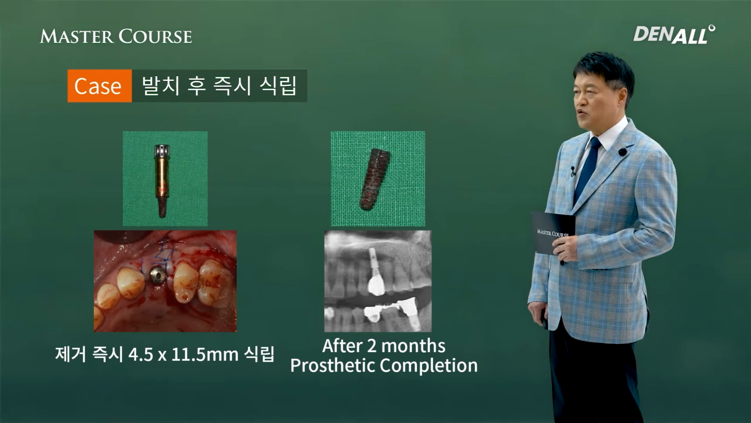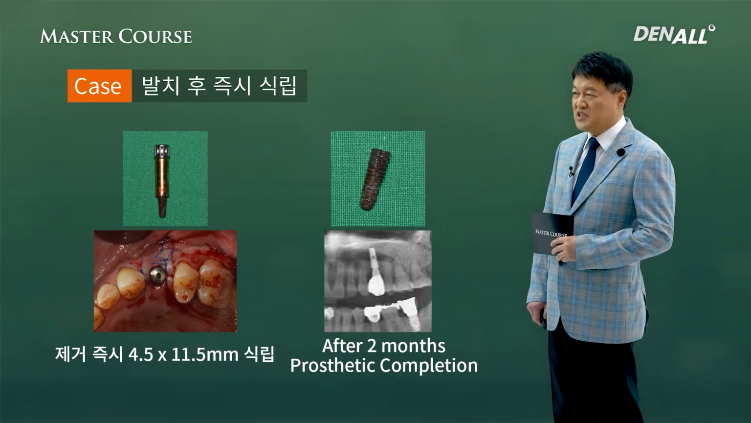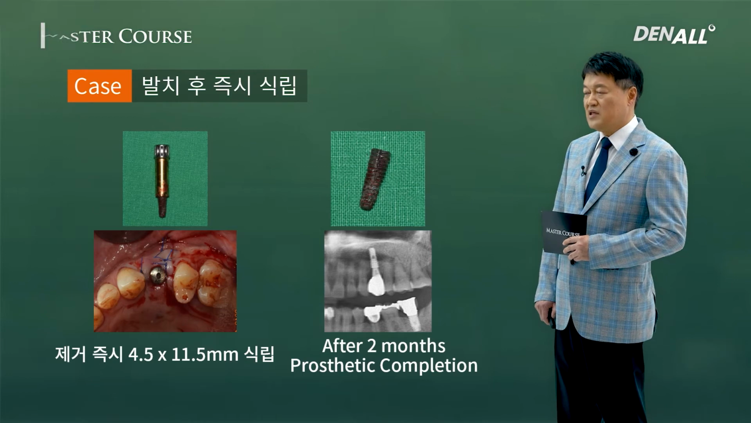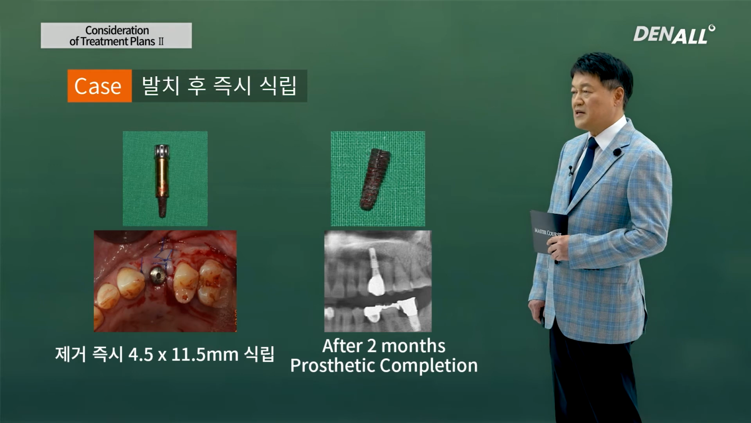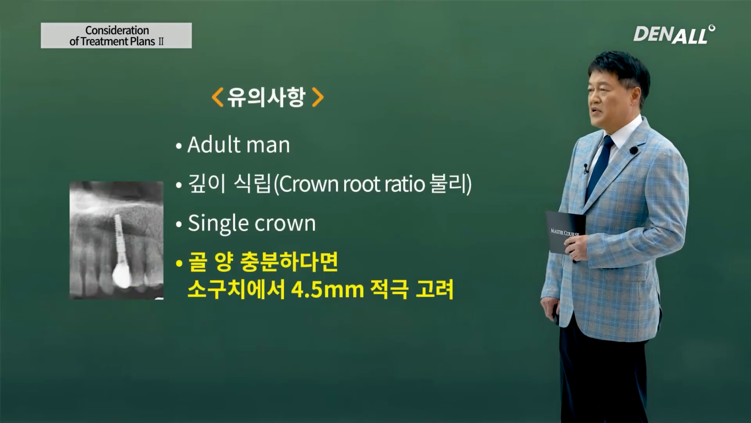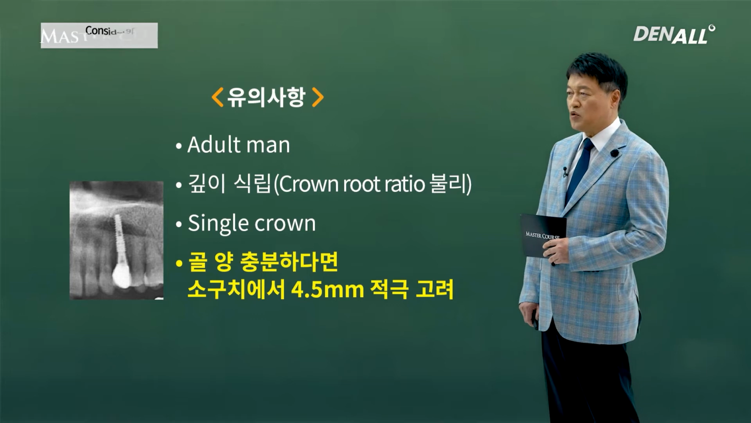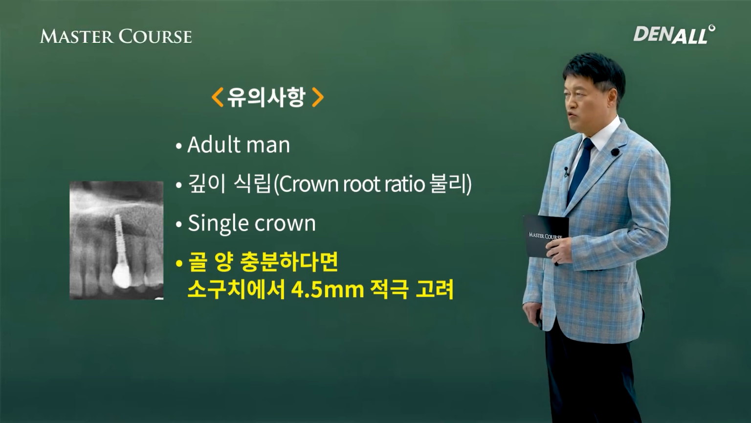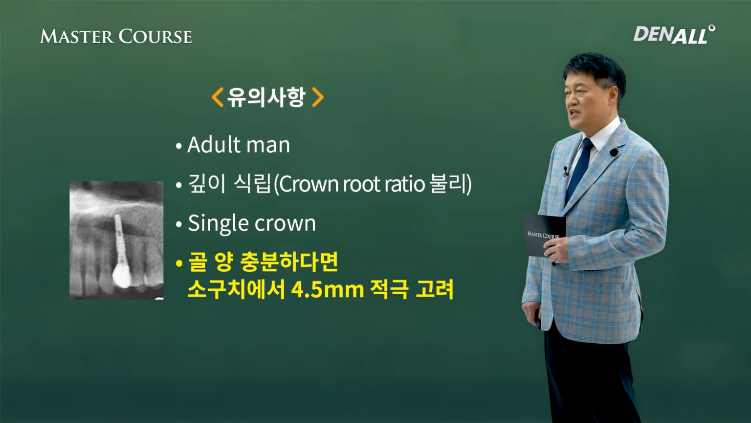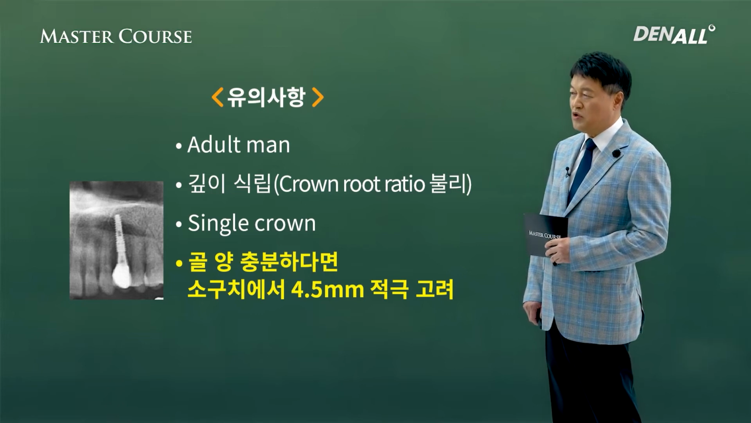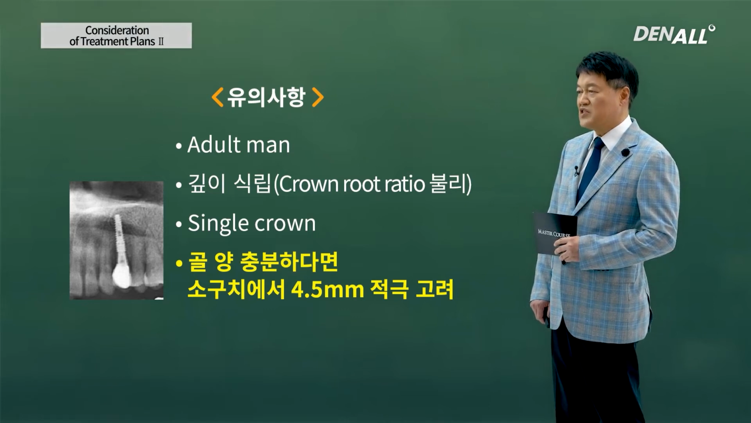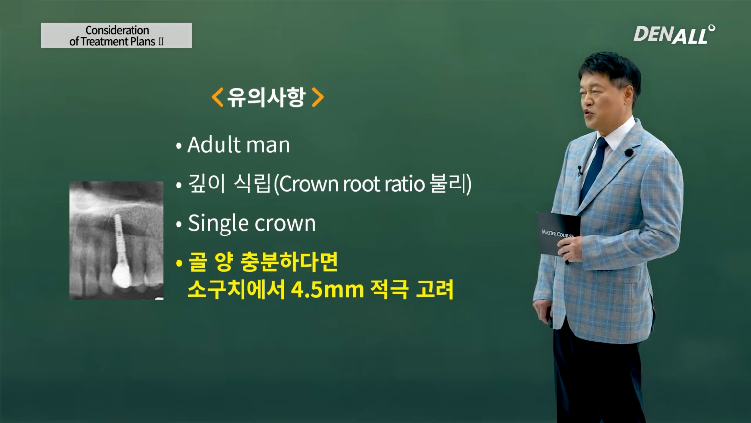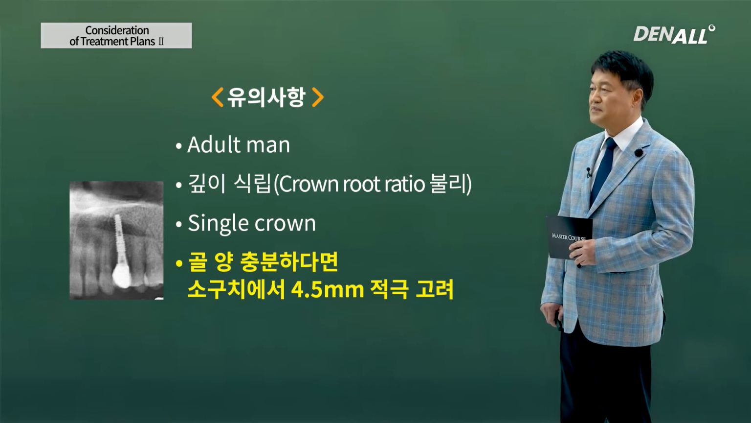Fortunately, there was a kit for removing fixture, and right after that, I used a 4.5 millimeter implant, two of them, which was a size bigger than the previous one, to finish the prosthesis. As you can see in the case, it was a male patient and the implant was placed deep. Crown root ratio was bad, and if it is a single crown, if there is sufficient amount of bone in premolar region, I think you'd be able to prevent the fixture tearing by choosing 4.5 millimeter diameter implant.